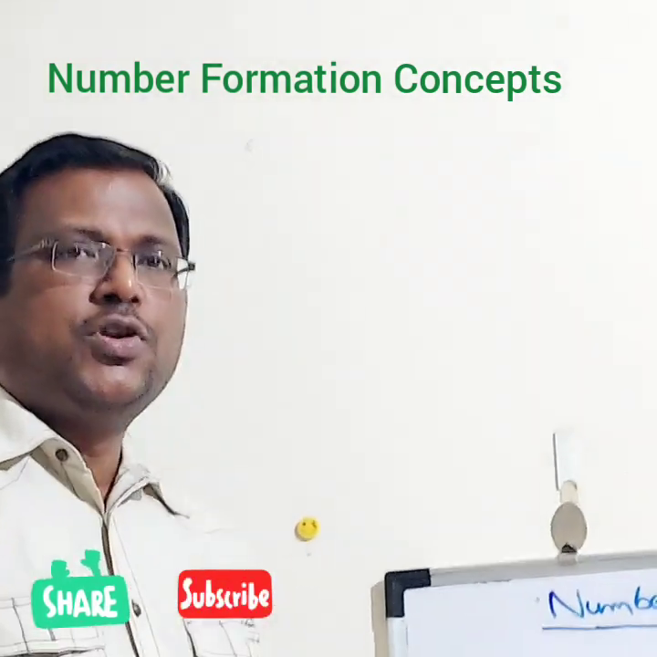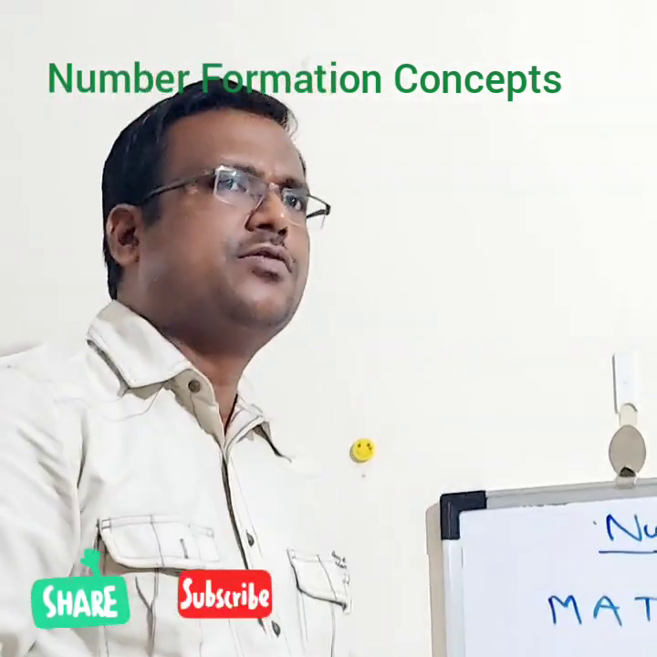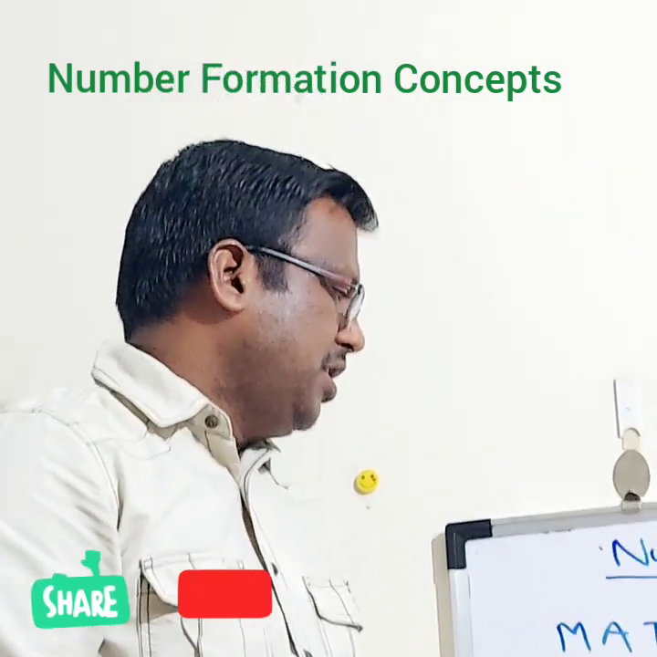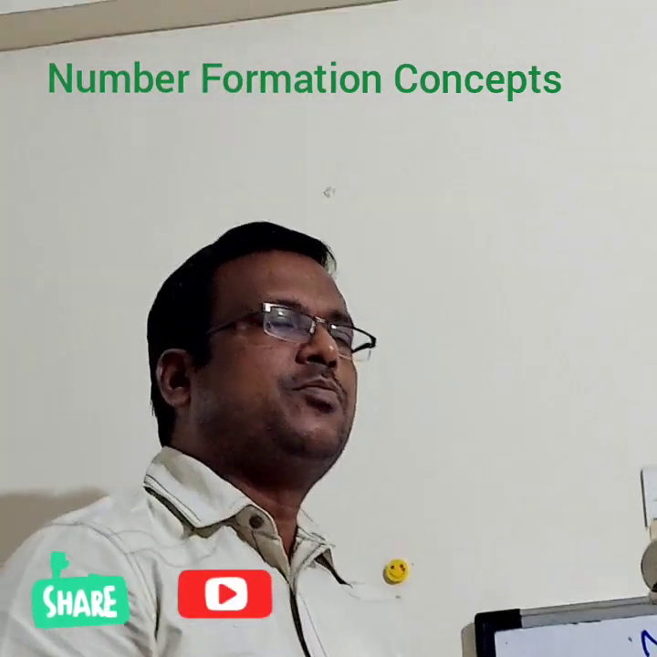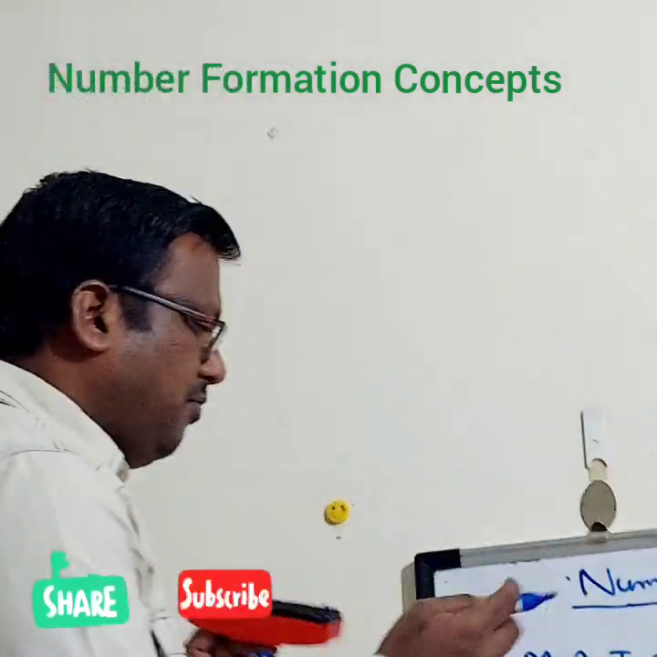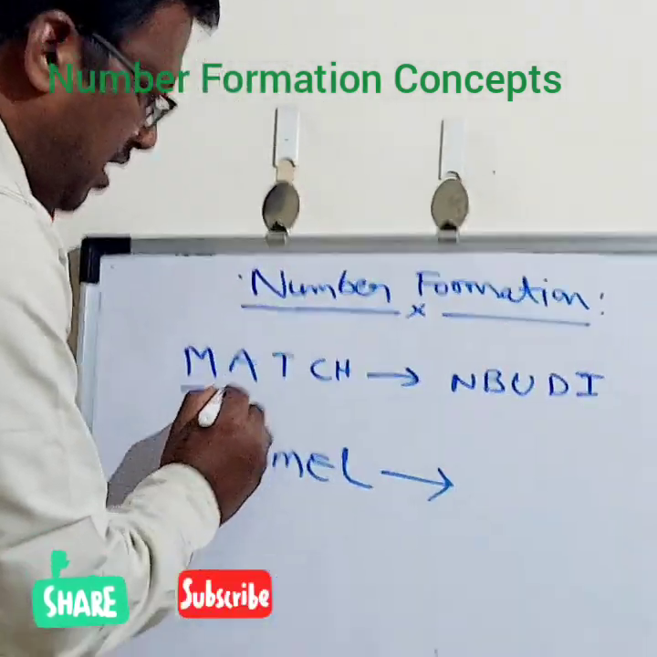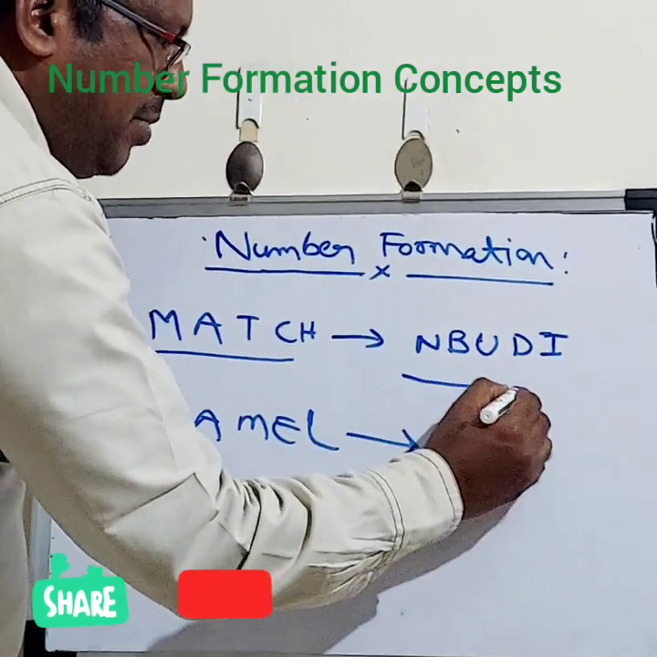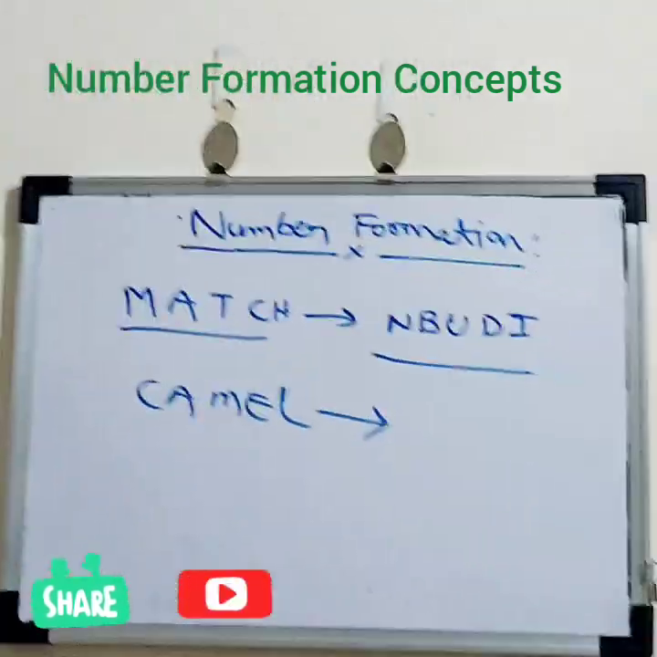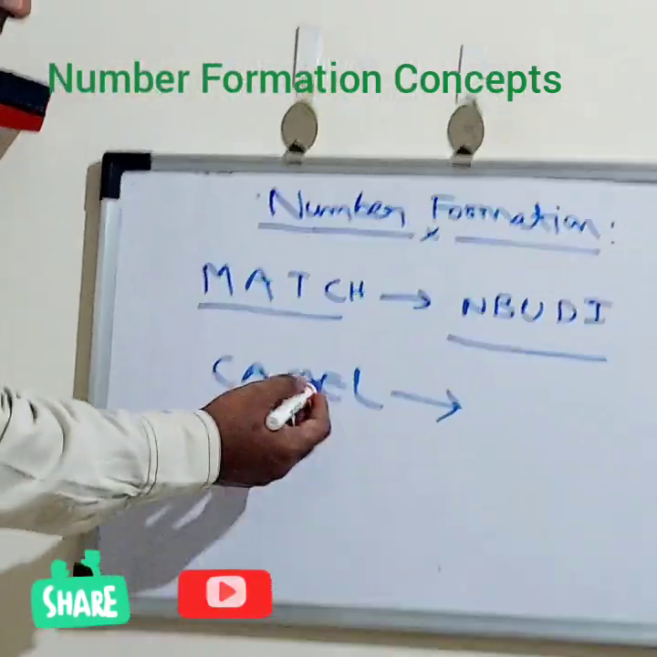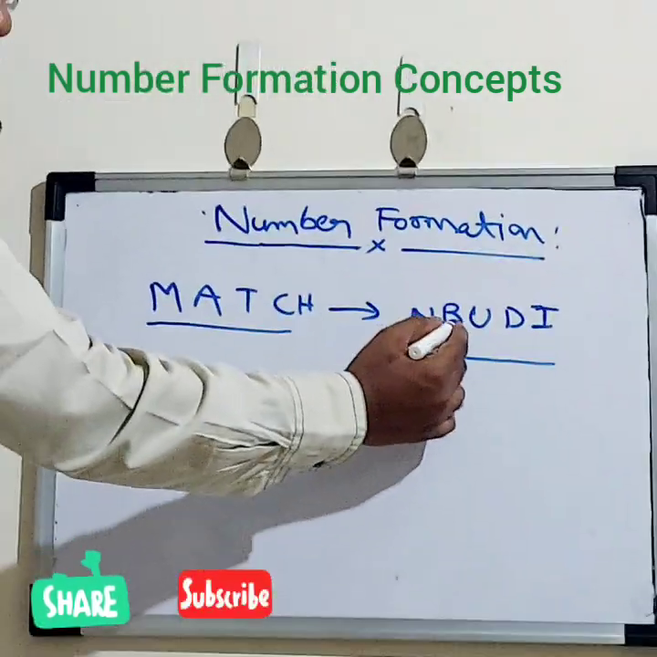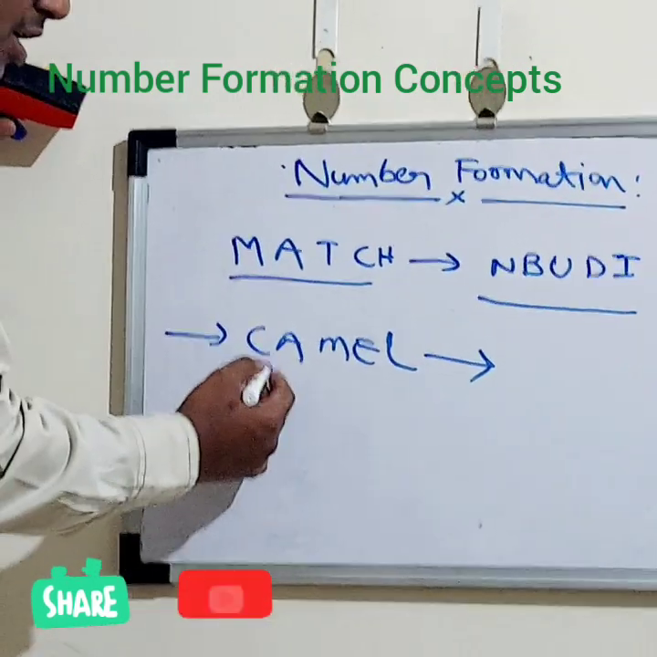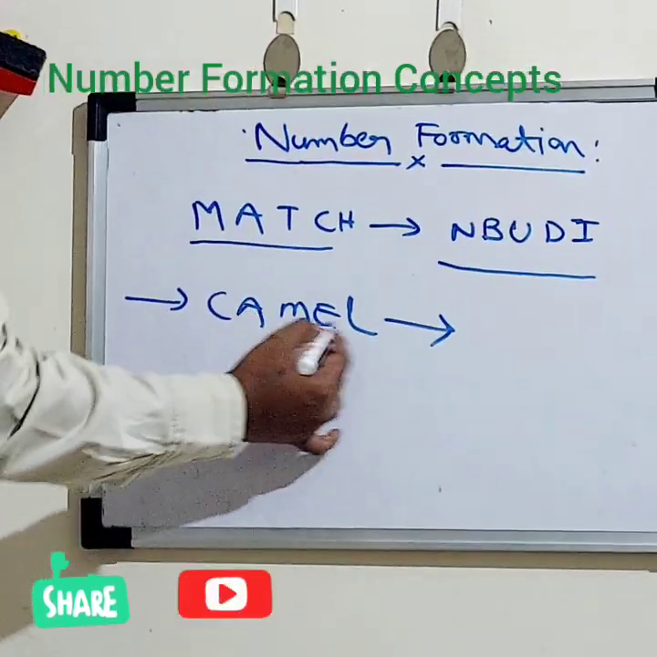Now we'll see some more interesting problems. This is also for primary students only. And here the logic is, in many exams you will get problems like this. The word MATCH is written as NBUDI. Then in the exam you will get questions in this form: then what will be written for CAMEL? If MATCH is written as NBUDI, then what will be the value for CAMEL?